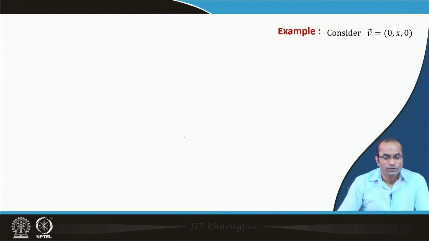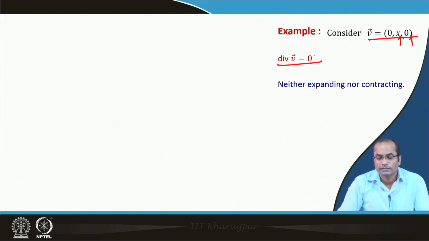We can visualize that and conclude a similar fact. Okay, another example: if we take, for instance, the vector field given by 0, x, 0, the divergence of V in this case will be 0, because del over del x of 0 is 0, del over del y of x is also 0, and the third component is also 0. So the divergence of V is 0. What this tells us is that the vector field is neither expanding nor contracting at any point, because this does not depend on the point. It is 0 everywhere.